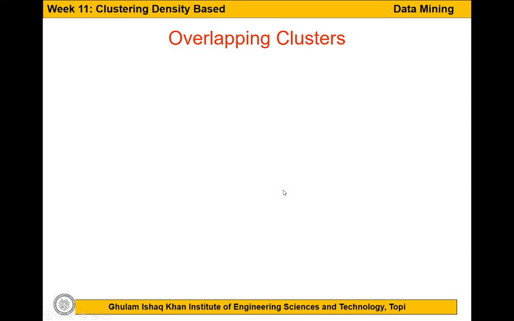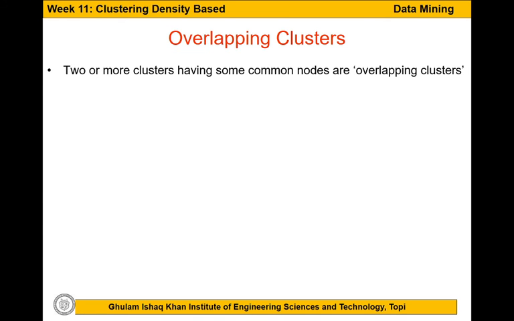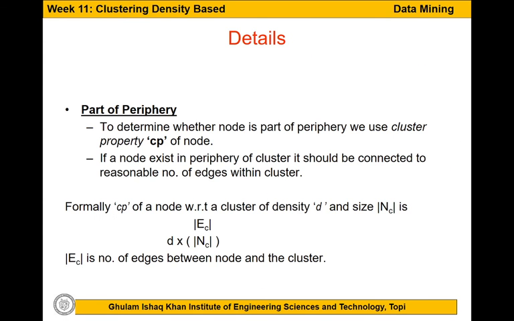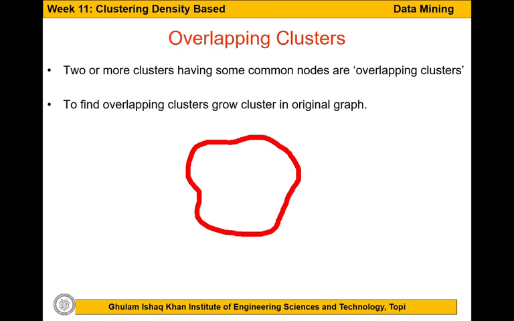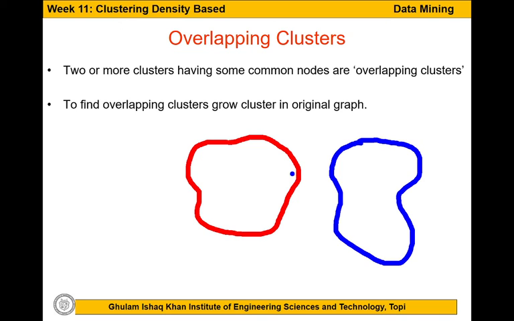Then there is a concept of overlapping clusters, where some parts of a cluster are also parts of other clusters. For example, this is a red cluster, and this is a blue cluster. If you see here, the red and blue clusters are totally disjoint. But let's say I make a pink cluster like this, then certain parts of the red cluster and the pink cluster are common. They are overlapping.